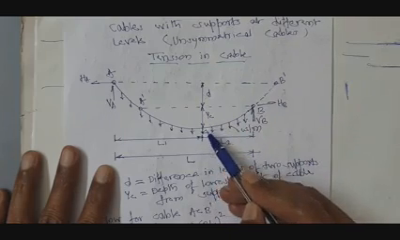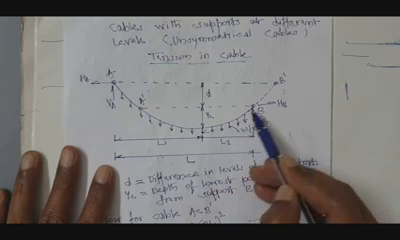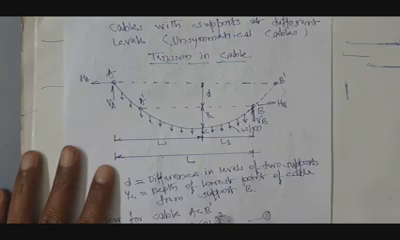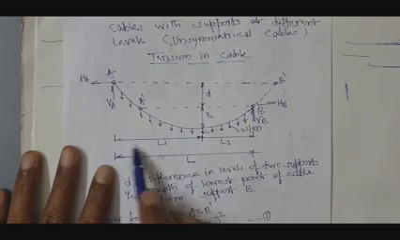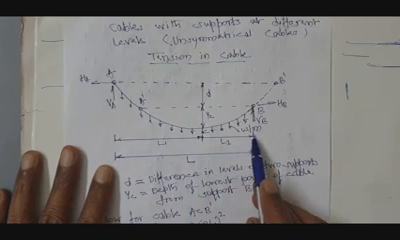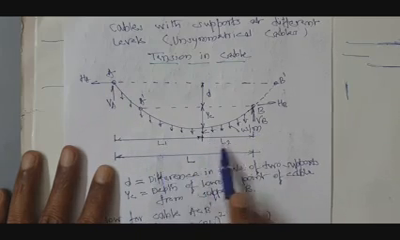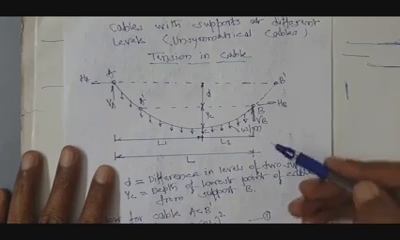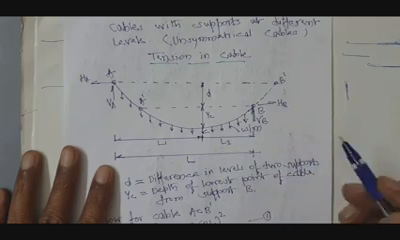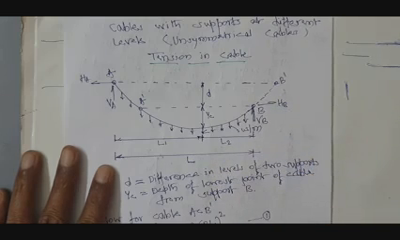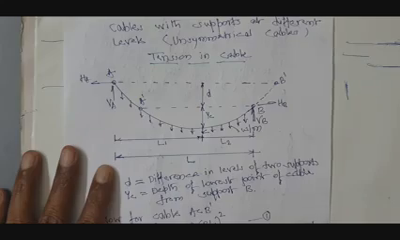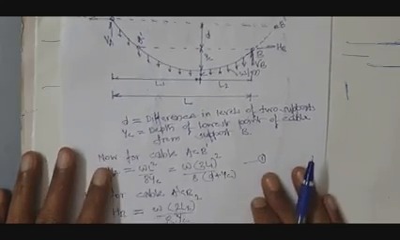YC is the dip of the point C, the lowest point, with respect to the lower support B. Here, the horizontal length of AC is L1 and the horizontal length of CB is L2. L1 is not equal to L2 here, whereas in symmetrical cables L1 will be equal to L2. Now, we first have to calculate L1 and L2. How do we calculate L1 and L2?